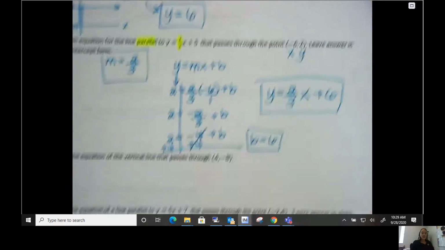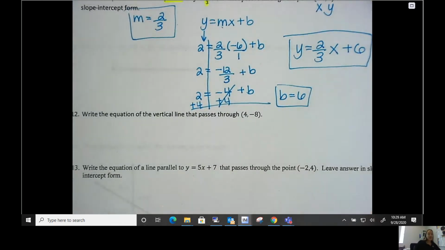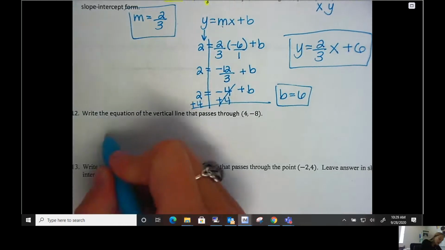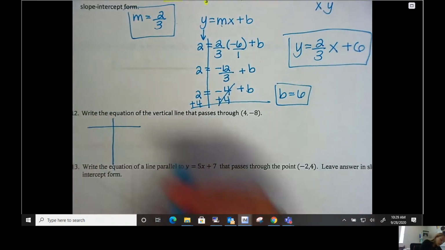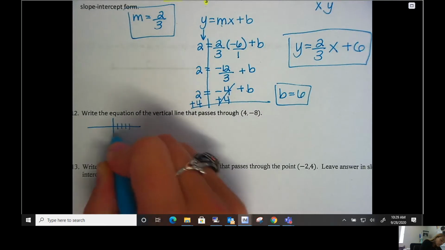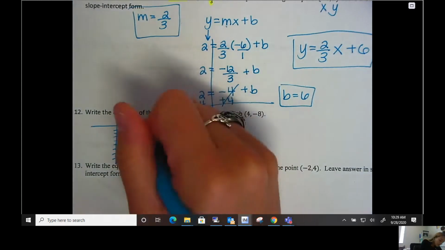All right. Next one says, write the equation of a vertical line that passes through 4, -8. So again, I'm going to make myself a little sketch here. So 1, 2, 3, 4, 1, 2, 3, 4, 5, 6, 7, 8. 4, -8. Vertical lines means it's going up and down.